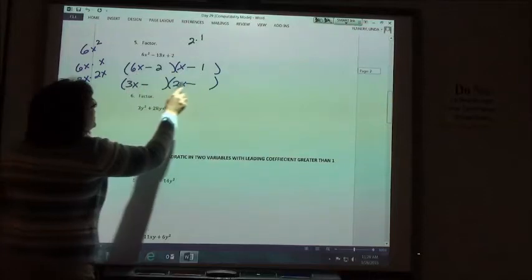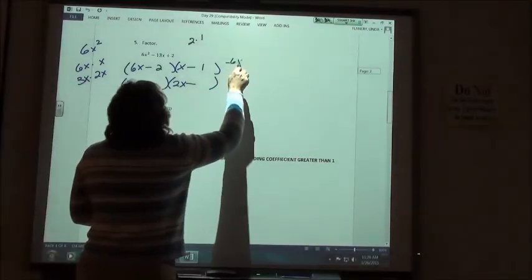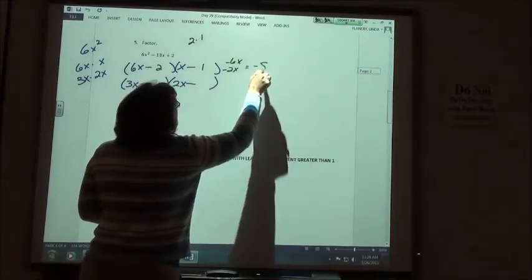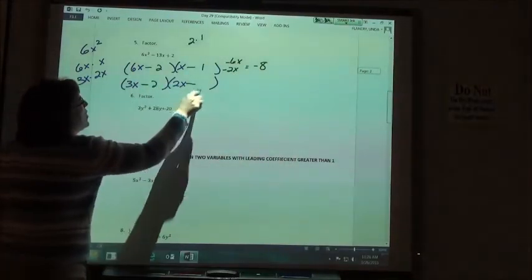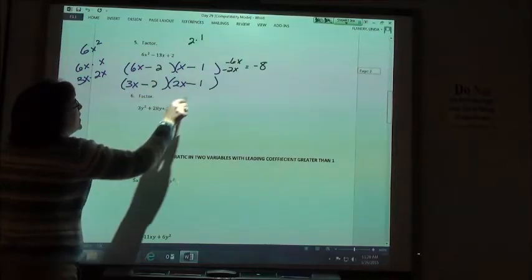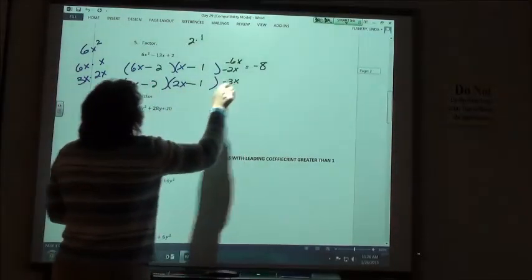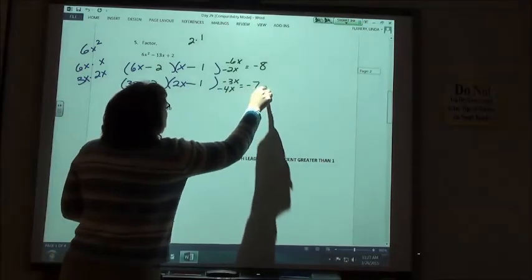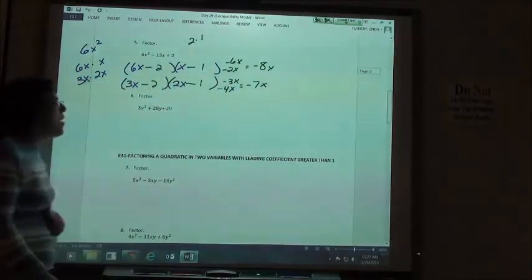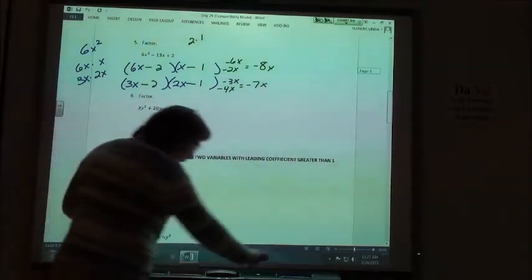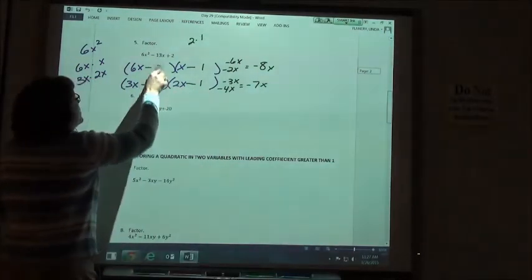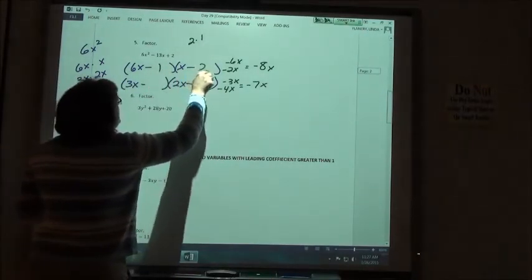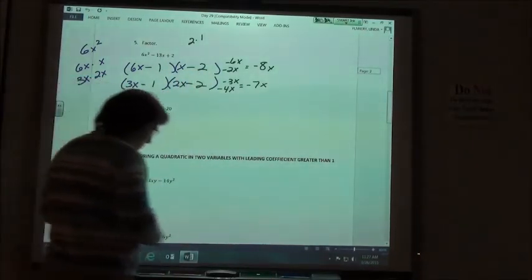My outside product would be negative 6x. My inside product would be negative 2x. That adds up to negative 8x. Here, if I try it this way, my outside product would be negative 3x. My inside product is negative 4x. Well, that's negative 7x. Still not what I want. So I know neither of those are right. So now I switch it around: 1 and 2 instead of 2 and 1.